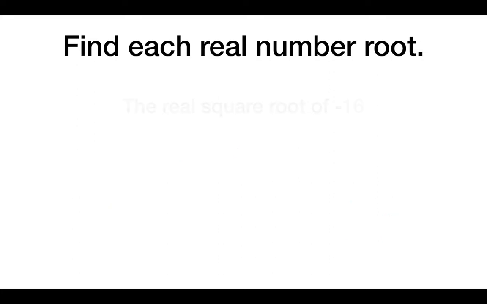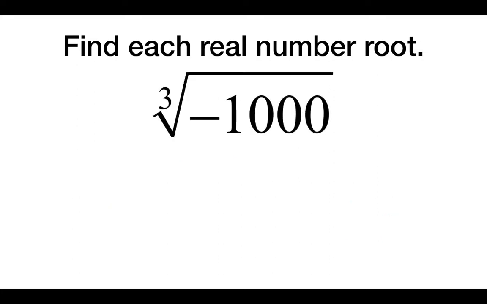All right, let's try another. So here, this is the cube root of negative 1,000. Now you might remember earlier when we did the square root of a negative, it was imaginary. But at cube roots, it can be real. And that's because a negative times a negative times a negative goes back to being negative. So let's see, the cube root of negative 1,000.